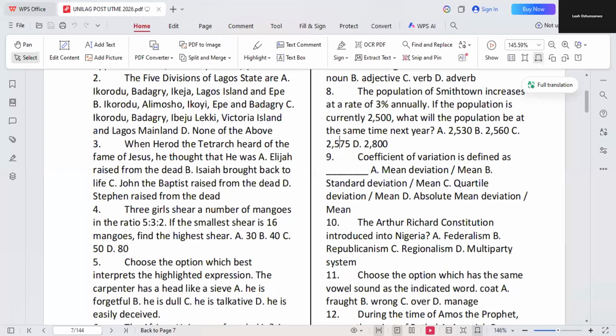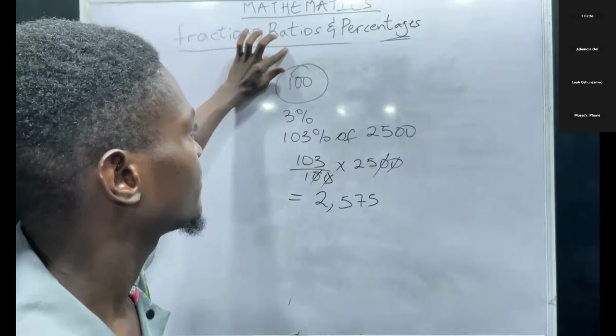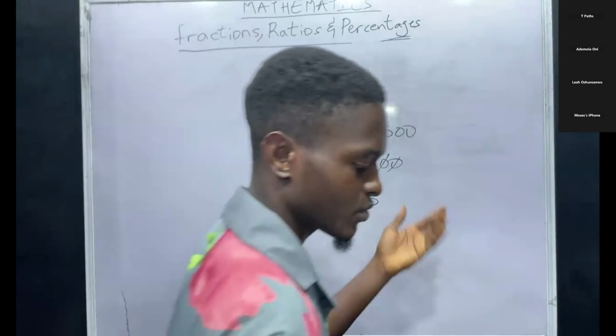Yes, sir. Don't forget, whenever you are dealing with percentages, if you have an increase, you are adding the increase. But if you have a decrease, you are reducing the decrease from 100. If you have an increase, you add the increase to 100. If you have a decrease or a discount, you reduce it from 100.